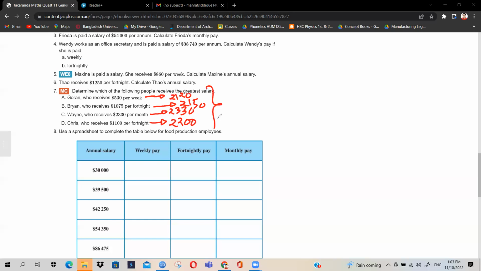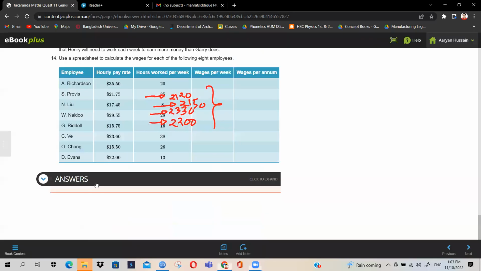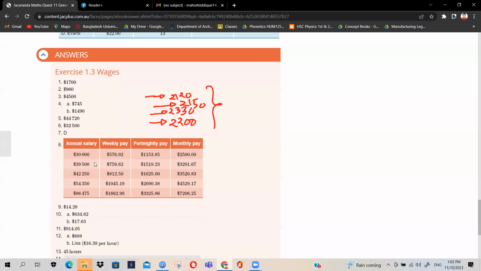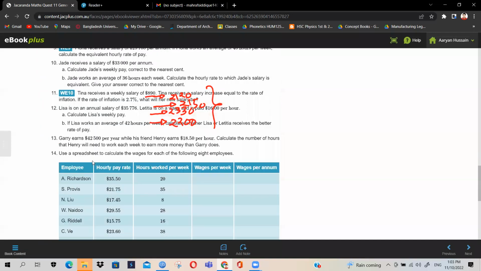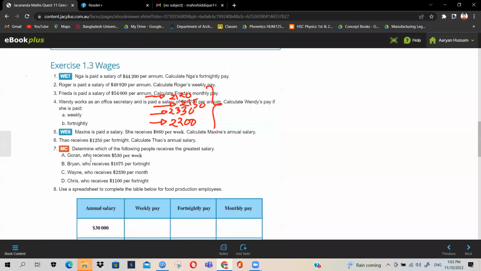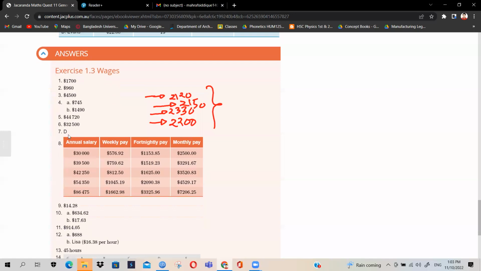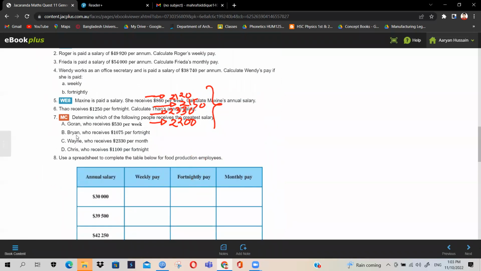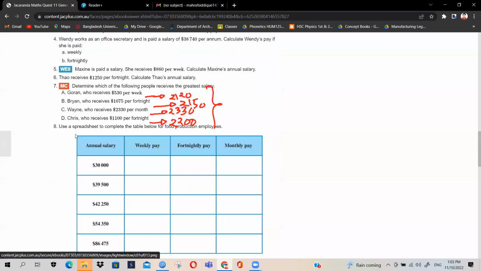But I have a question here. Let me check what answer they have given. They have done an interesting thing here. For question 7, they have said D. So who is D? Chris. But why Chris? Chris doesn't have the highest amount.